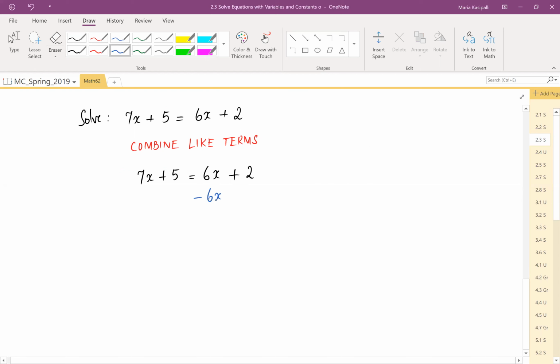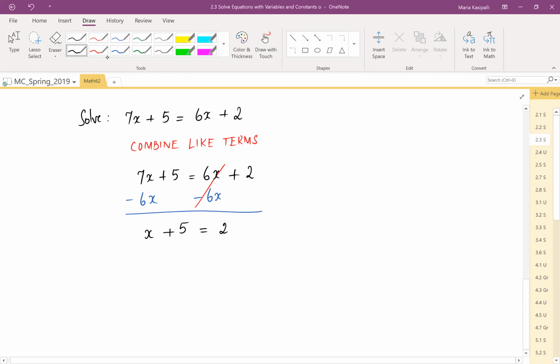So -6x on both sides. That goes away, but 7x minus 6x is an x. Carry down what's left over on the left side. We can only combine the like terms. That's why I put the 6x under the 7x. You can't put it under the 5 and do 5 minus 6. That's not possible because they are not like terms. They do not look alike. So we got the left side simplified, and on the right, we only have the 2.